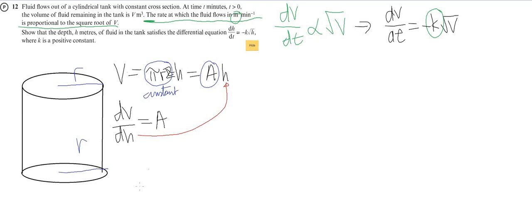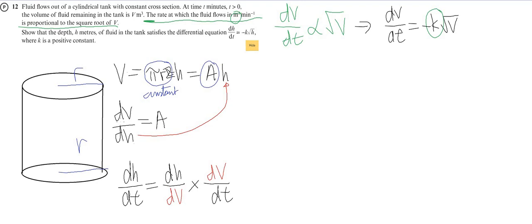Right, so now let's put them all together. The question says we want to show the depth h of the fluid in the tank satisfies the differential equation for dH by dt. So how do we find dH by dt? We know dH goes on top, multiplied by another derivative that has dt at the bottom. Now we need to fill in these two places. What's the other variable here? That would be V. So dV, dV, and these two, when we multiply them, will cancel each other out.